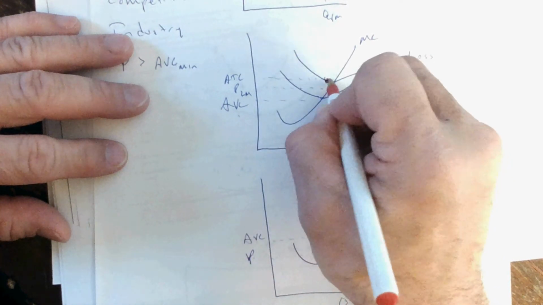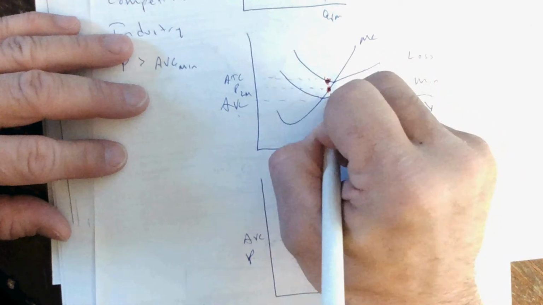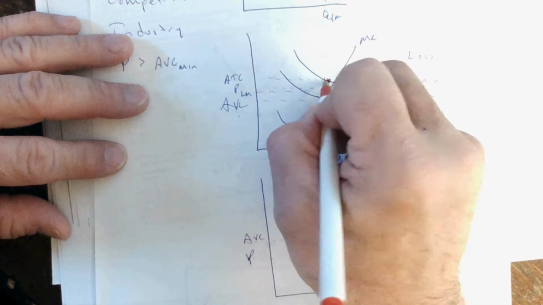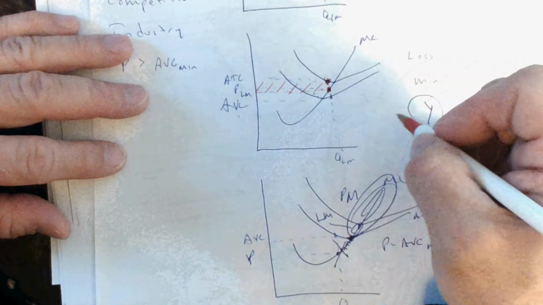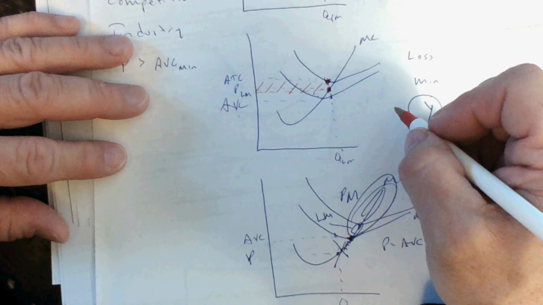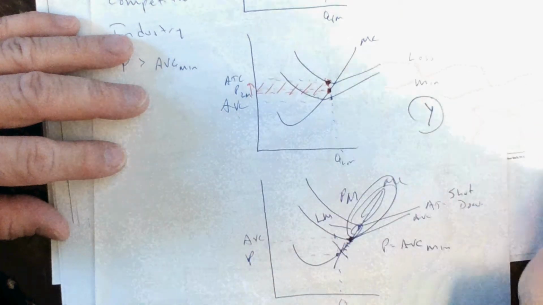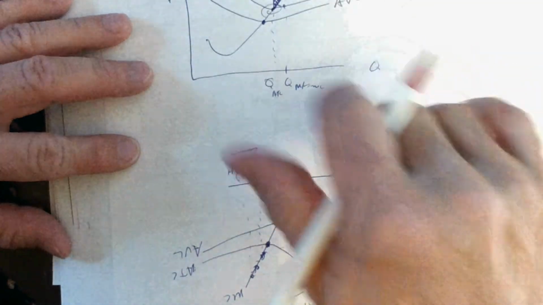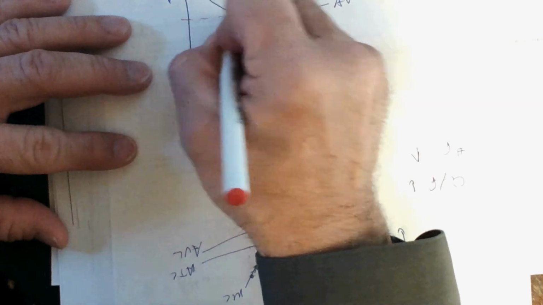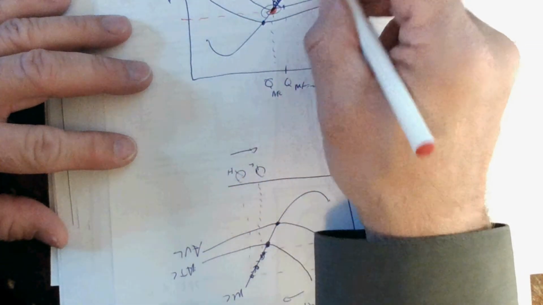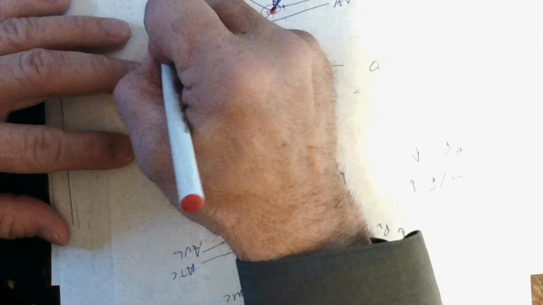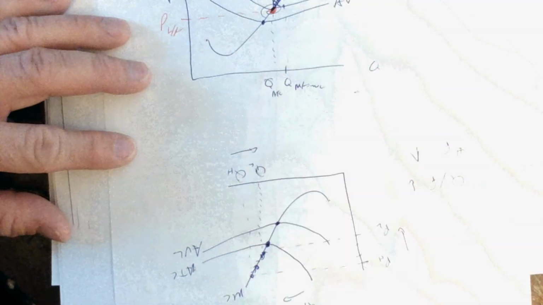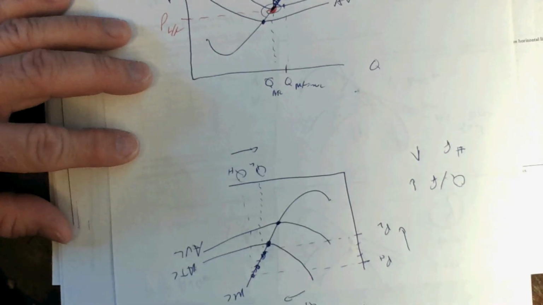Now, let's say we're in a loss minimizing situation. Here's our price, but here's our average total cost. Our price is greater than average variable cost, so we'll produce. This firm is making an economic loss. Firms will leave the industry. The supply curve will shift to the left. Quantity will fall, but price will rise. So at what point will we have an equilibrium? We're going to end up with an equilibrium where price equals marginal cost equals average total cost minimum.